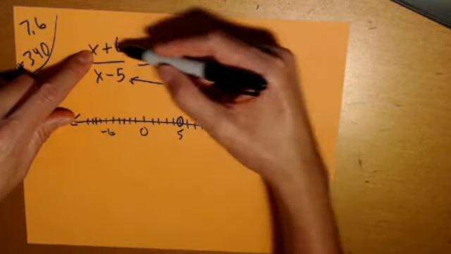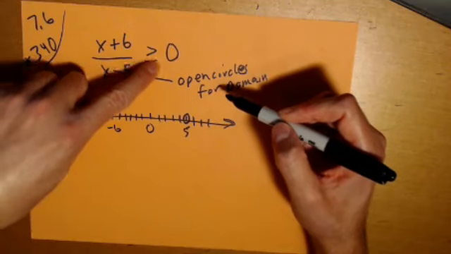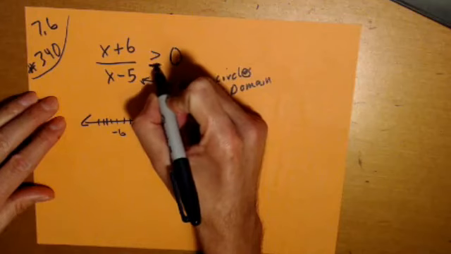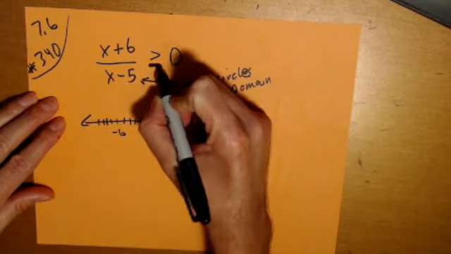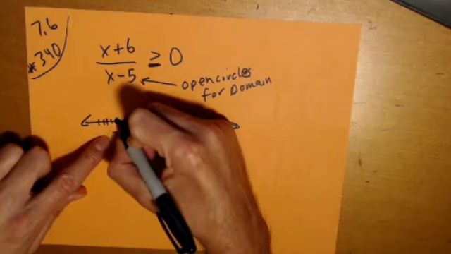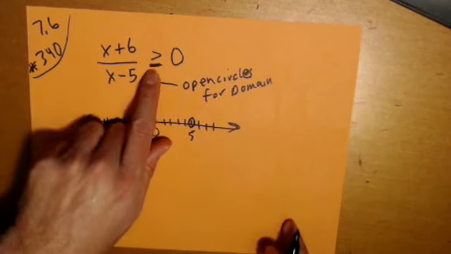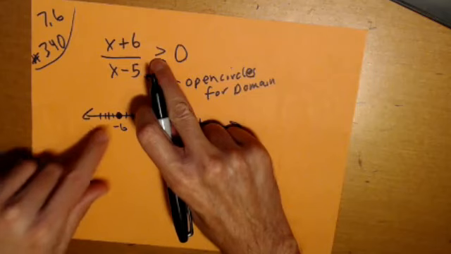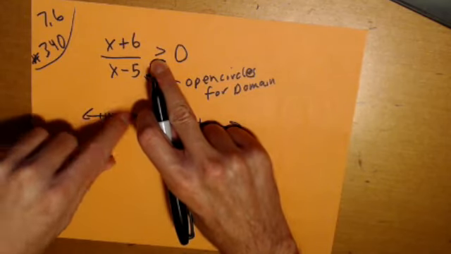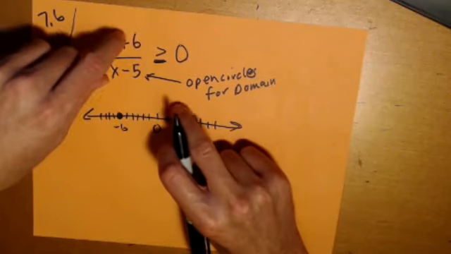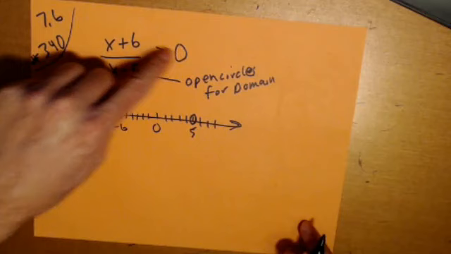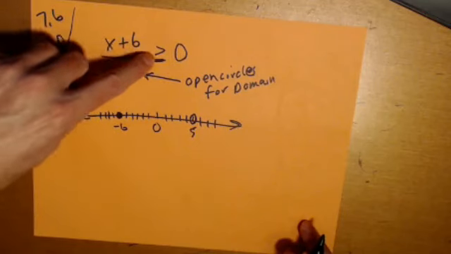Now, the top, depending on this symbol, will either be open circle or closed circle. Because of this underline, it could be equal to 0. I'm going to use closed circle. If that little bottom part was not there, I would have put an open circle right there, because open circle means it can't be equal to 0. But we're saying it might be equal to 0. So I'm going to say negative 6 would be equal to 0. Negative 6 plus 6 is 0, which is equal to 0.